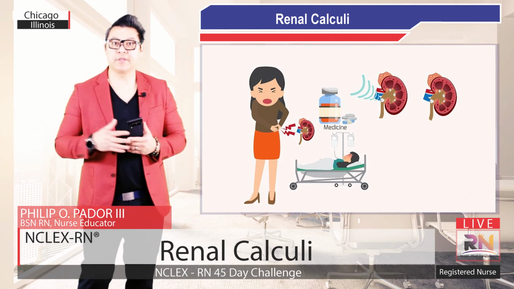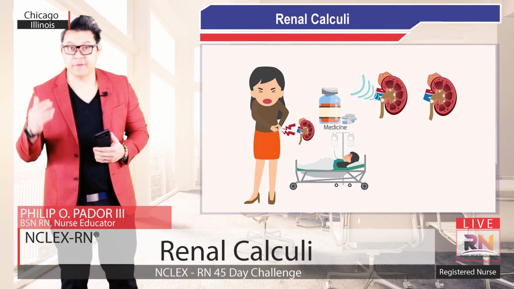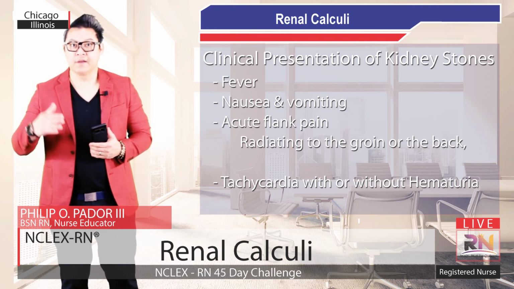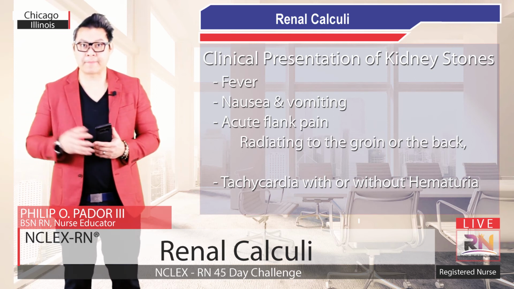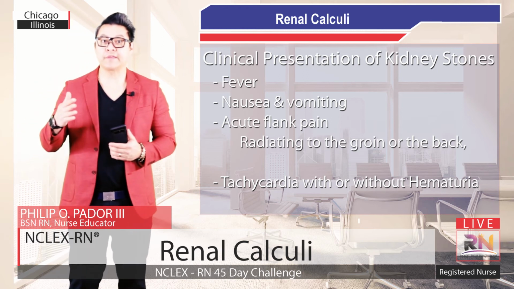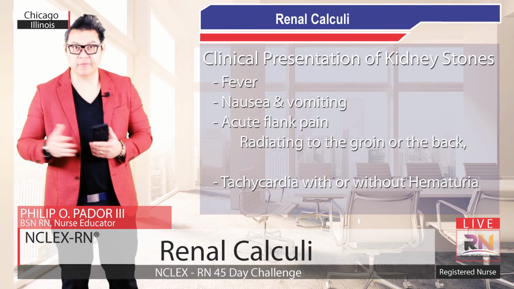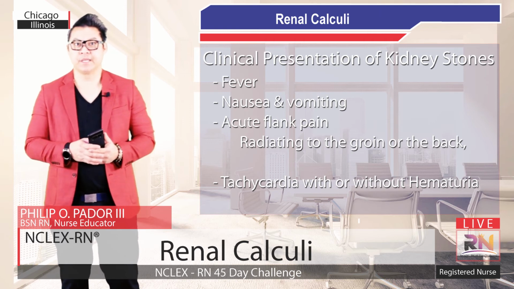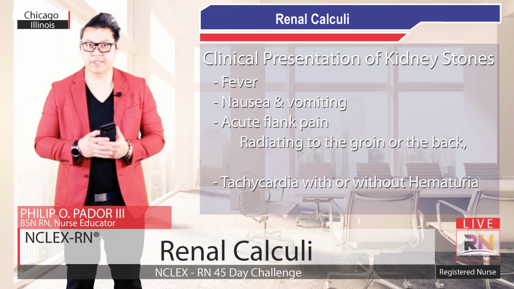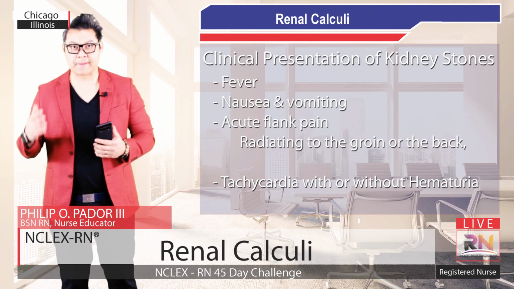Let's look at the algorithm again. The clinical presentations of kidney stones include fever, nausea, vomiting, acute flank pain radiating to the groin or to the back. The pain is often described as stabbing and severe, and there is tachycardia with or without hematuria. The triad of urinary kidney stones, some say, is fever, vomiting, and acute flank pain.